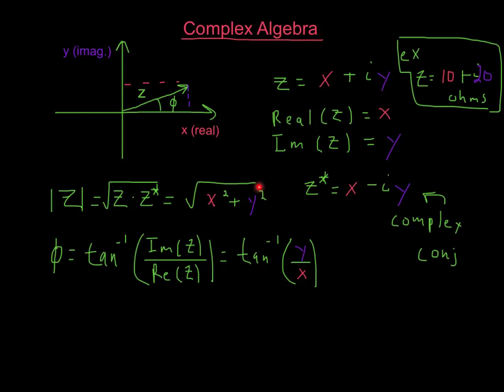Last but not least, if you look at this picture of the complex plane here, we might ask, what's the angle between the x-axis and this vector? And it would just be the inverse tangent of y over x.